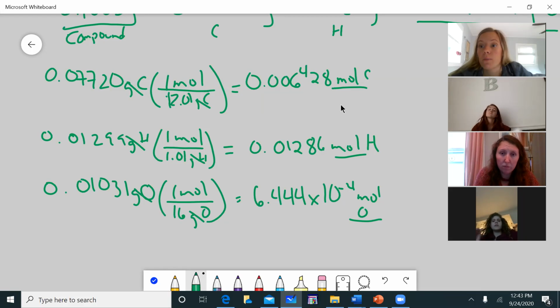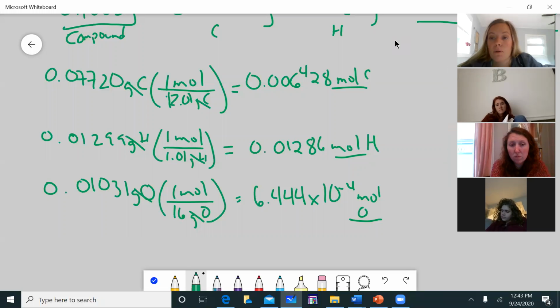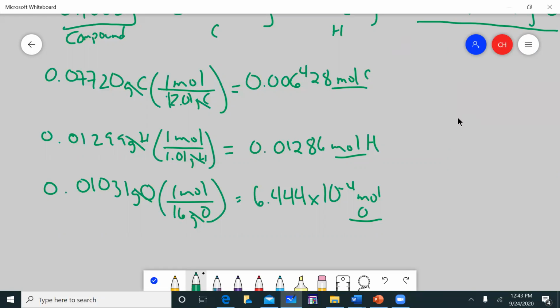The first way we can do that is divide everything by whatever the lowest number is, the lowest decimal. This is a small decimal, this is a small decimal, this is the smallest decimal. So we're going to take each one of those and divide it by that 6.44 times 10 to the negative 4.